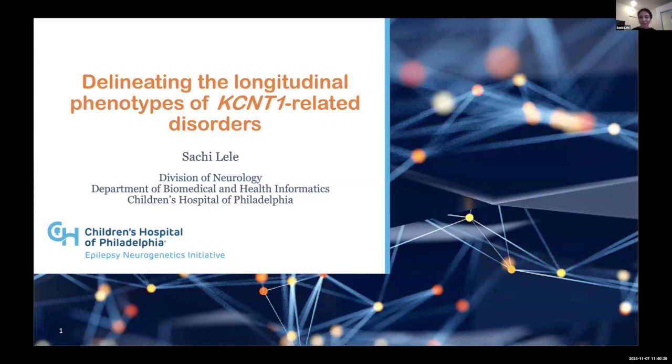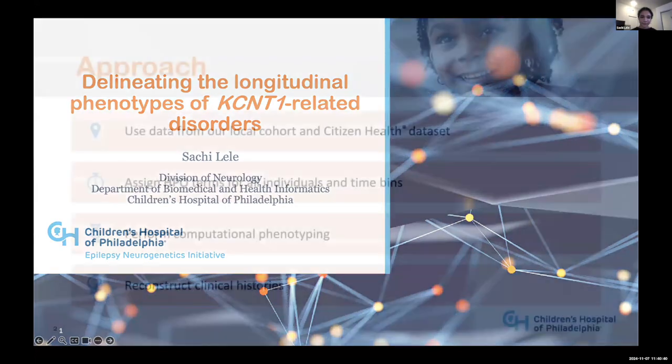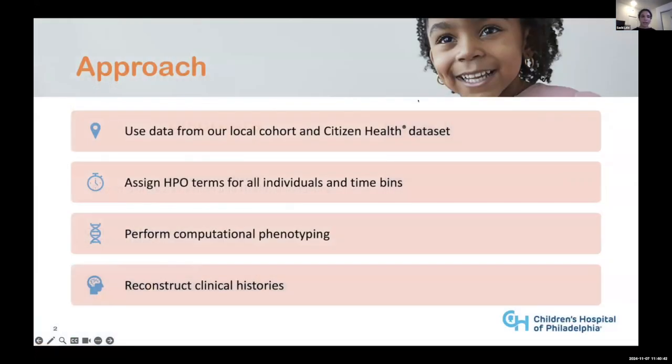I'm a student in Dr. Jill McKee's research group. She was awarded a grant from the KCNT1 Epilepsy Foundation to delineate the longitudinal phenotypes of KCNT1-related disorders. So how do we go about looking at these clinical features of individuals with KCNT1 over time? We first use data from our local cohort and Citizen Health data. We assigned HPO terms, performed computational analyses, and then rebuilt the clinical histories of individuals with KCNT1.